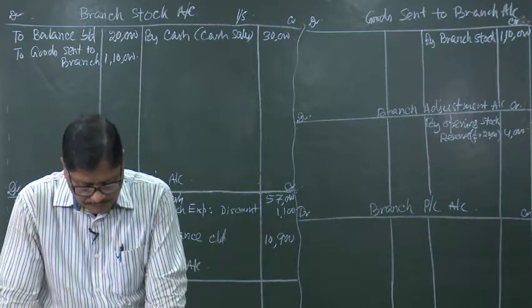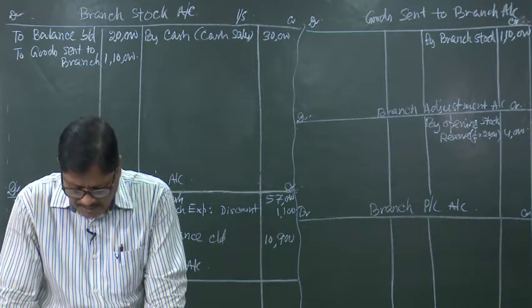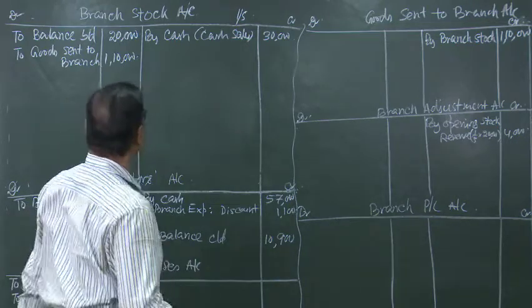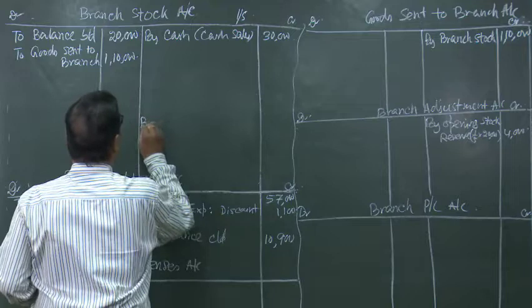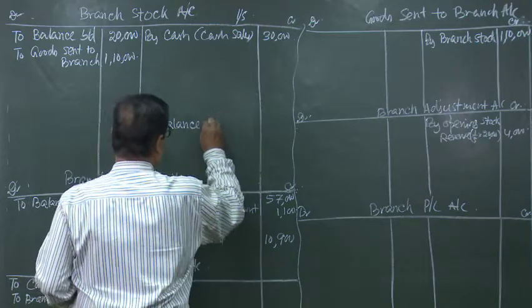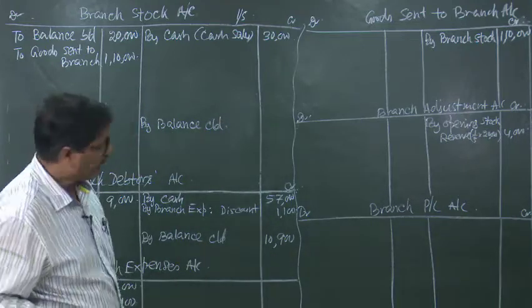Then stock at branch on 31st December 2015 38,000, that is the closing stock 38,000. Closing stock will be recorded here by balance carried down 38,000.